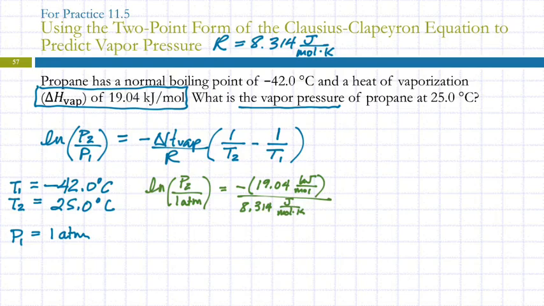A lot of students don't write the units in. They just stick the numbers in. You really should write the units. There's an issue with the units here. This is in kilojoules and that's in joules. Those aren't going to cancel out.